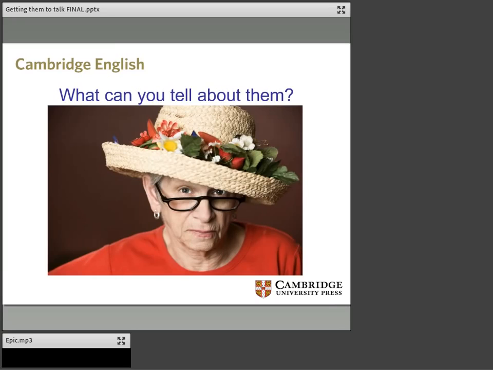So I ask them to work out, possibly in pairs, how old they think she is, where do you think she comes from, what they think her profession is, what do you think their personality is.